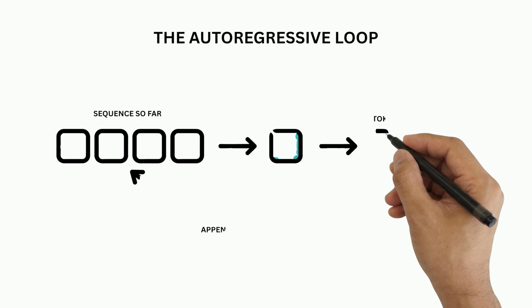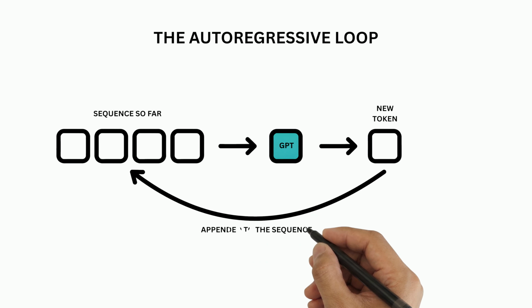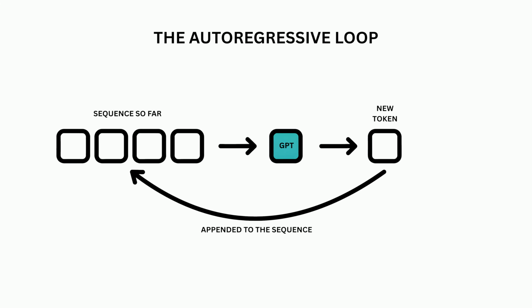Here's the part that makes GPT feel like it's writing rather than just answering. That newly sampled token gets appended to the sequence, and the whole thing, your original prompt plus every token generated so far, gets fed back through the entire model again to predict the next one. One token at a time, in a loop, is literally how GPT produces every sentence you've ever seen it write.